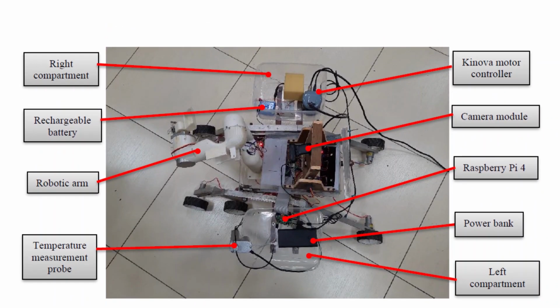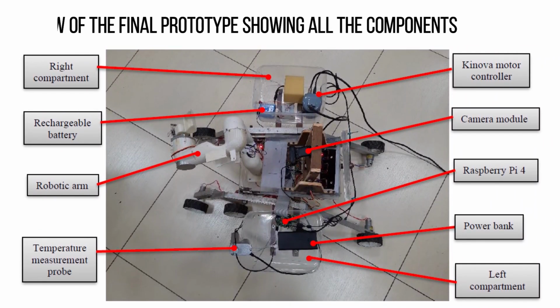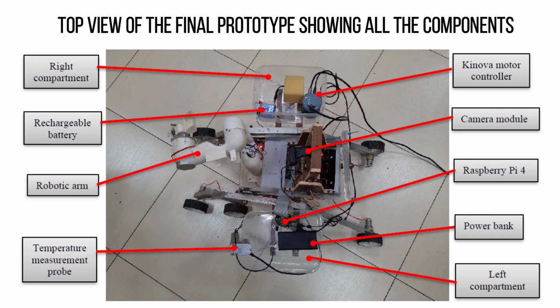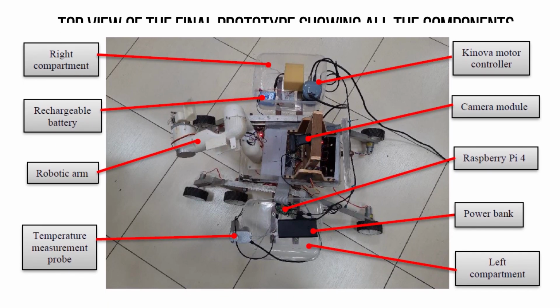Now the top view of the final prototype is showing all the components. The components, as you can see, are the Kinova motor controller, a camera module, a Raspberry Pi 4, a power bank and a left compartment. The right compartment, rechargeable battery, robotic arm and temperature measuring probe.